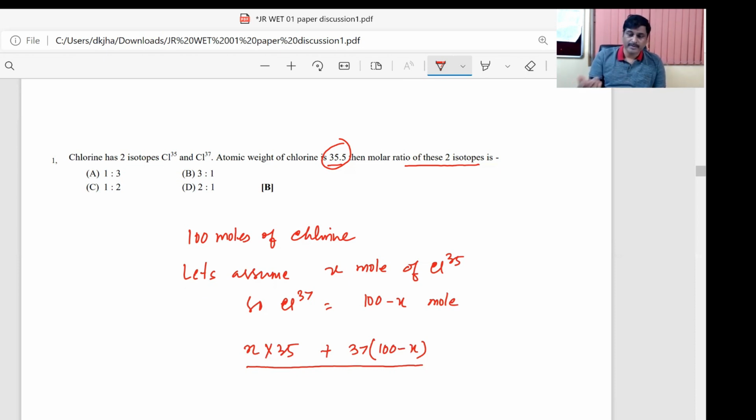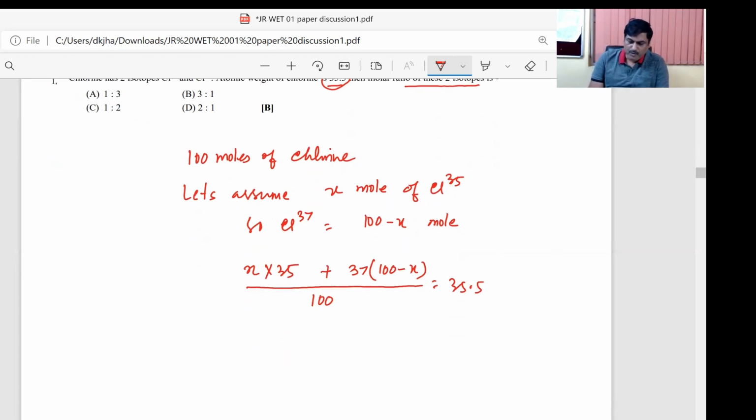That is the atomic weight, and that must be divided by 100, and that has been given, that is 35.5. What is 35.5? That is the atomic weight of 1 mole. So we have assumed here 100 moles, and the weight contribution of 35 and the weight contribution of the 37 isotope, and then we take the weight of 1 mole. That is 35.5 given, because that is the atomic weight. We will calculate here. You will be helping me in this calculation.